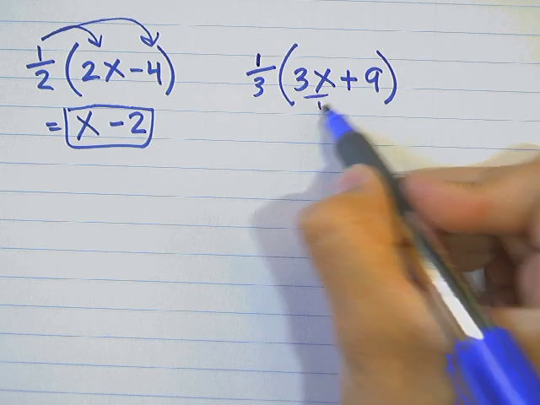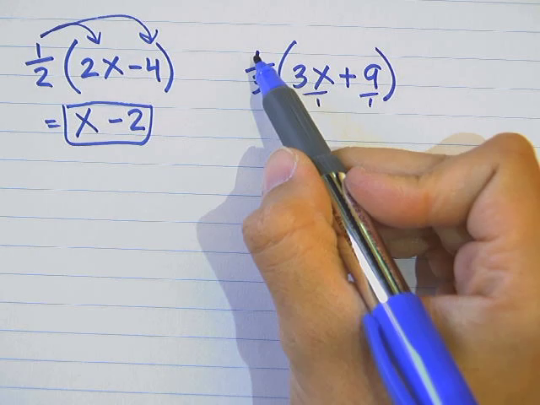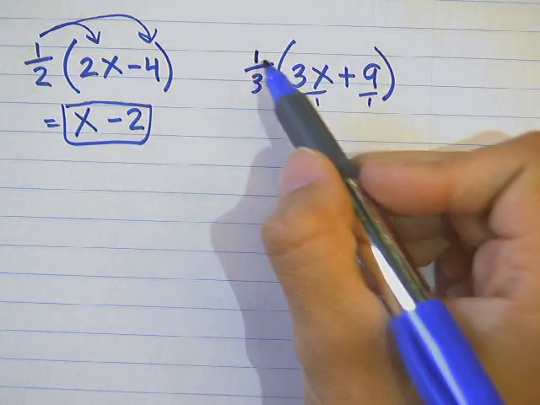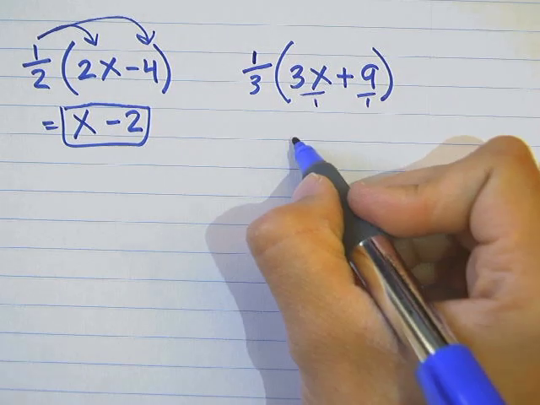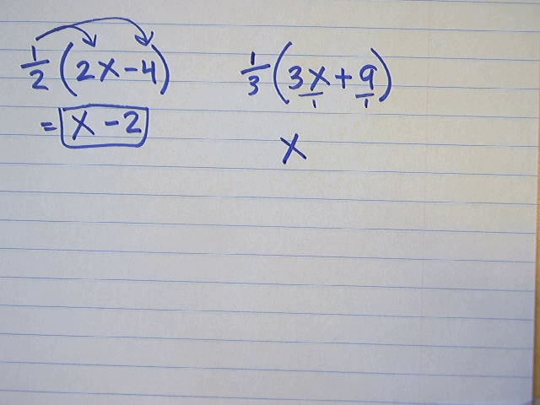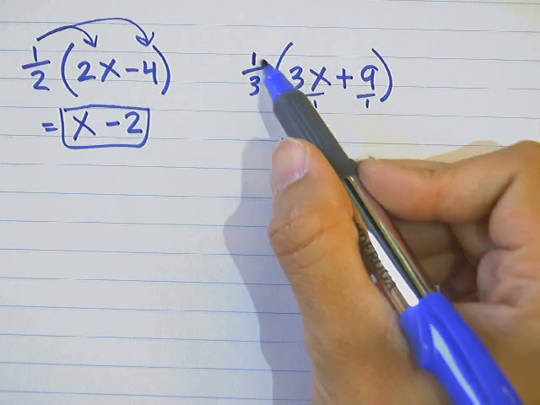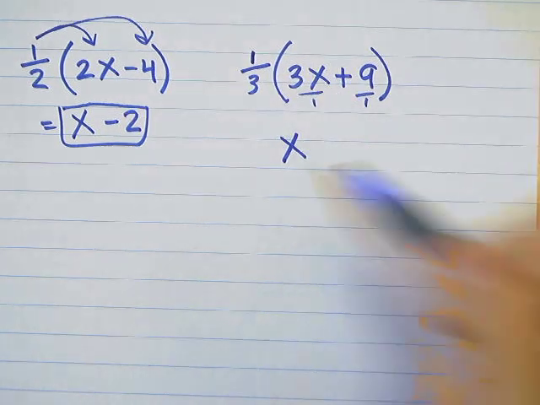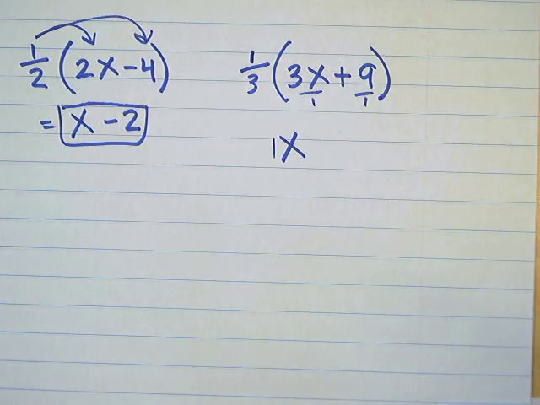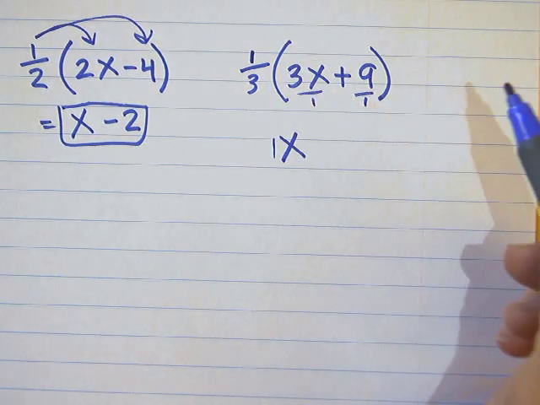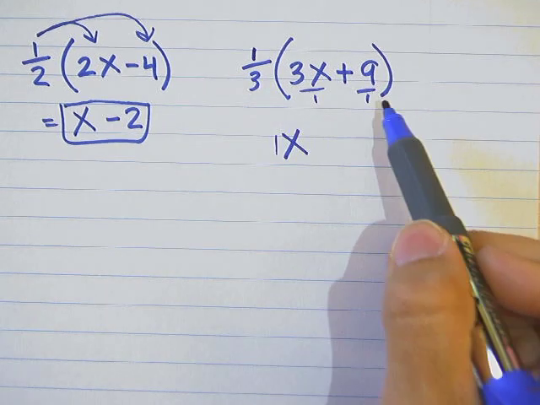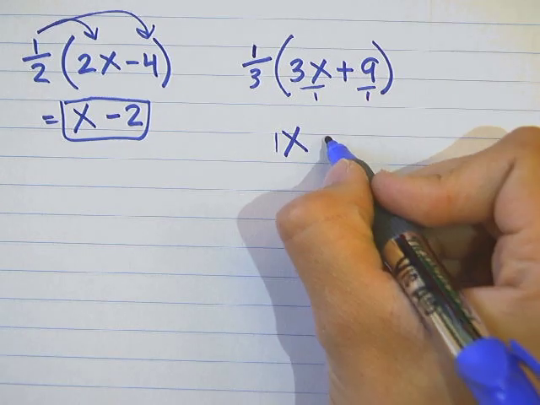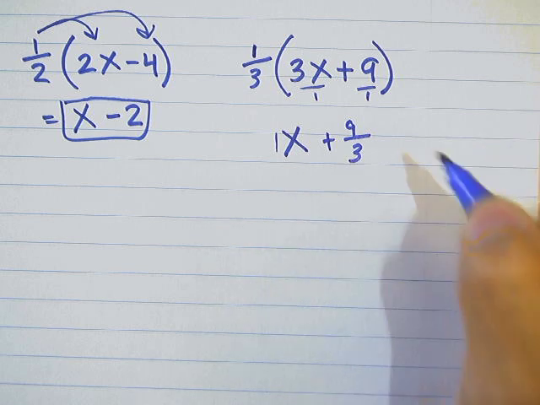You can put an imaginary 1 under here, and you end up with 1/3 times 3 over 1. 1 times 3 is 3. 3 times 1 is 3. 3 over 3 is just x. Or, what's 1/3 of 3? Invisible 1, x. Or again, fraction multiplication. 1 times 9 is 9. 3 times 1 is 3. And what's 9 over 3? 3.